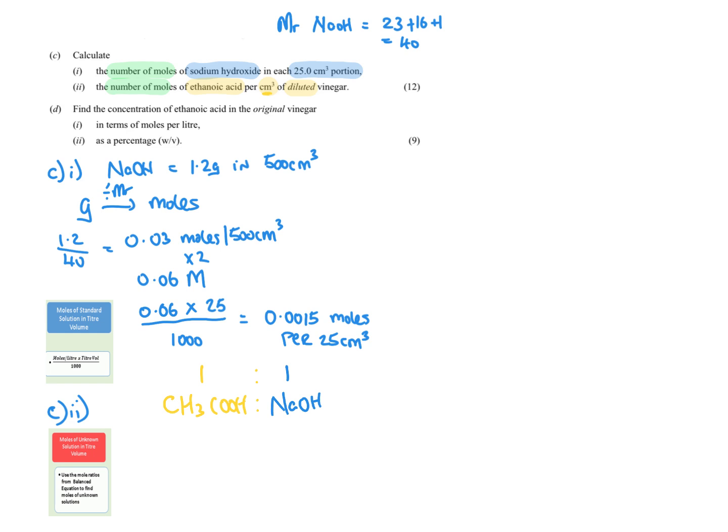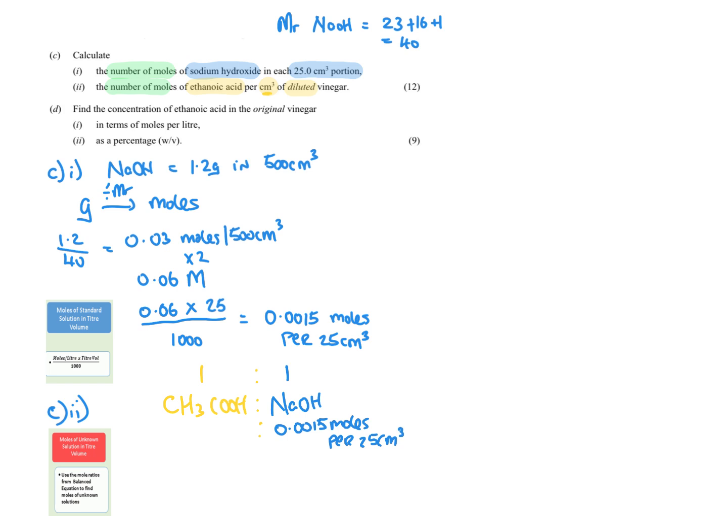Now I'm sticking to the same colours for my base and my acid. So I know from the previous part that I had 0.0015 moles of sodium hydroxide per 25 centimetres cubed. Now, this part here, when we're using your ratio, you're working with your titer volumes. And from our question, we know that 18.75 centimetres cubed of your ethanoic acid, or your vinegar, was required to react with the 25 centimetres cubed of your sodium hydroxide.